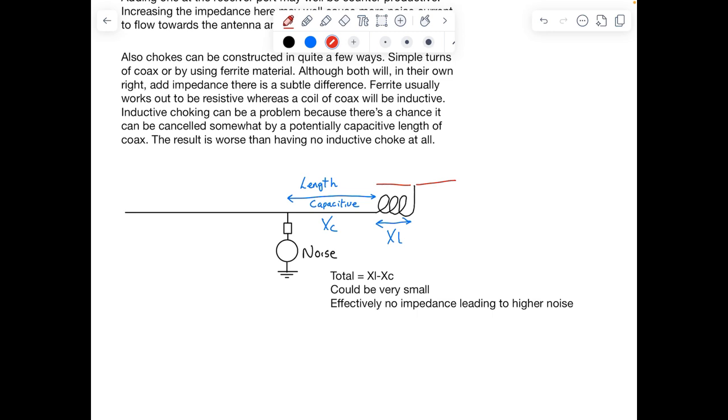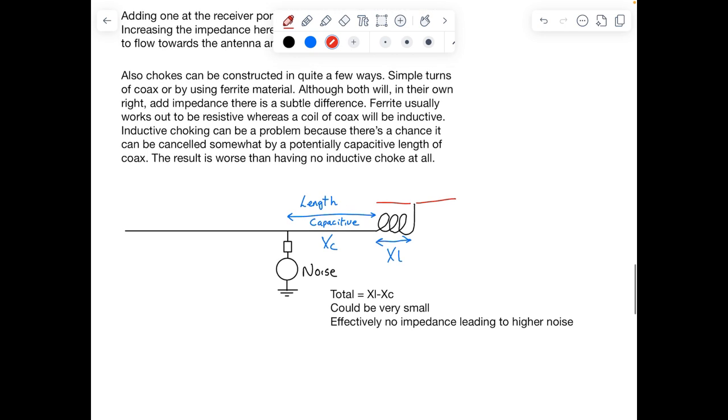So you're not doing a very good job at all of trying to prevent any noise currents flowing up into the antenna. So that's another point just to be aware of, that if you try adding coils of wire into your antenna system and you in fact end up getting more noise, then hopefully it might be something along these lines and you can take further action.